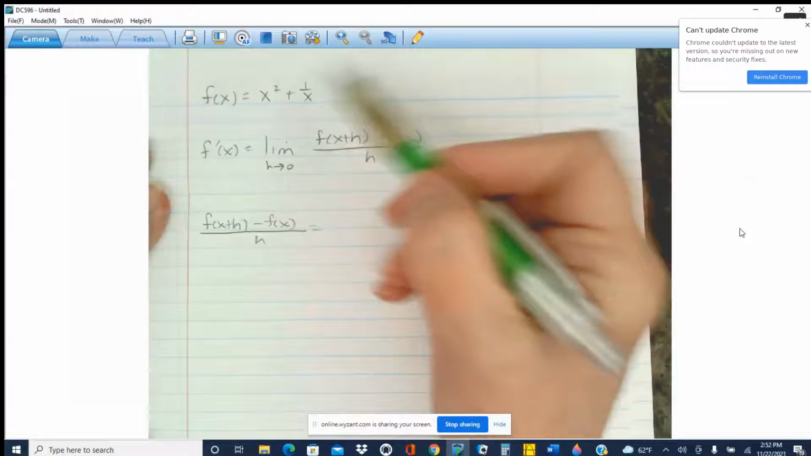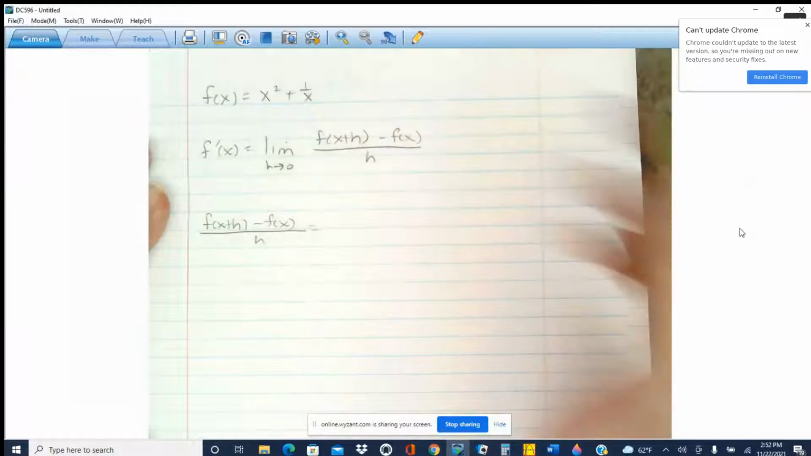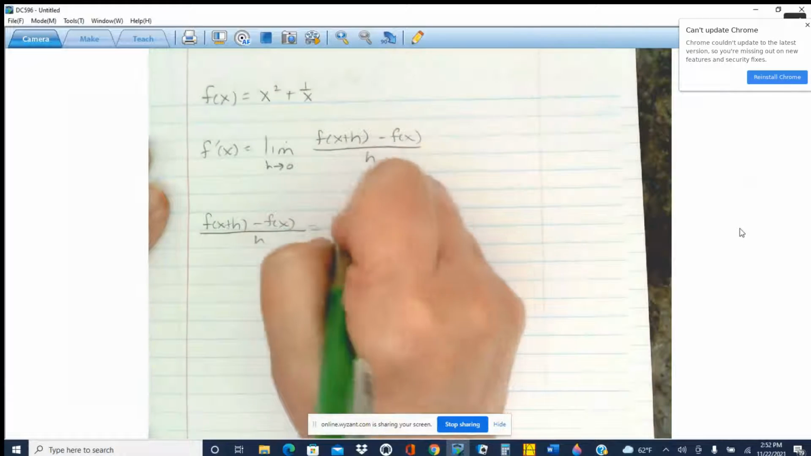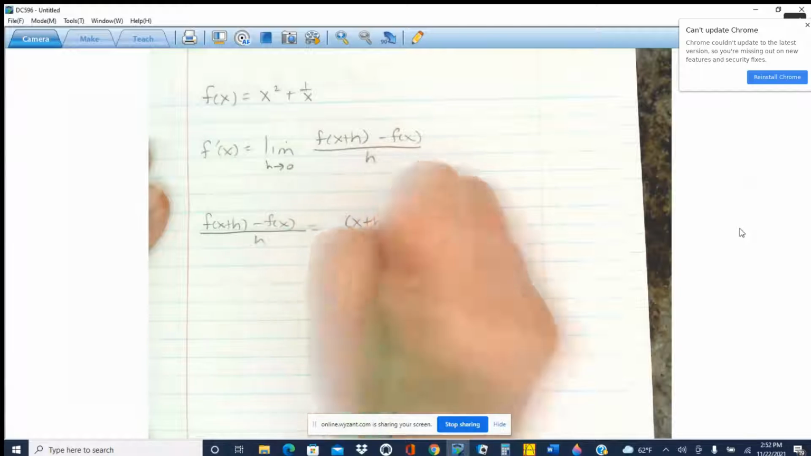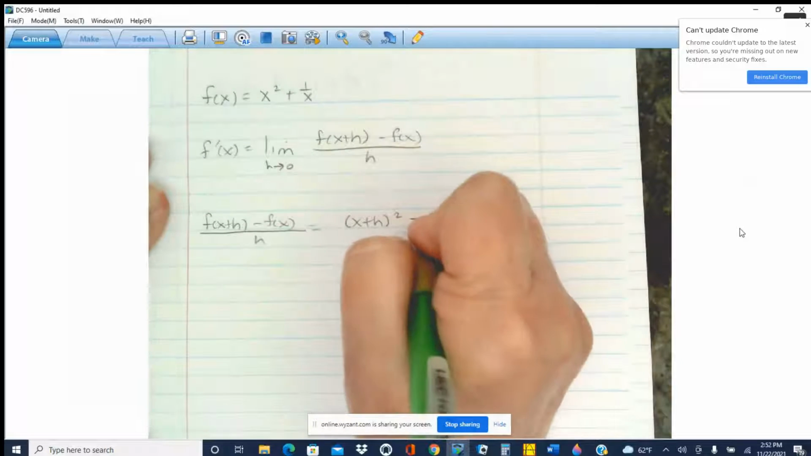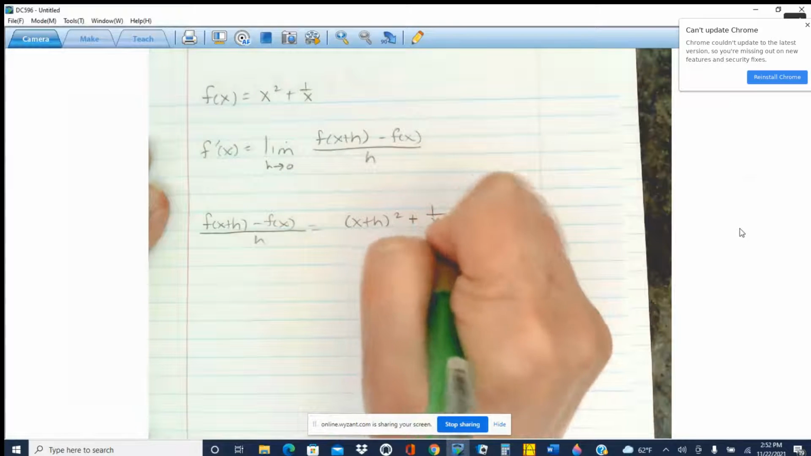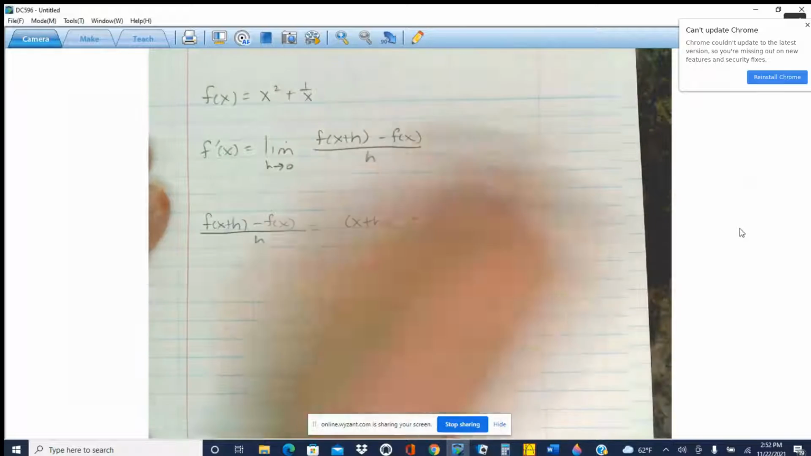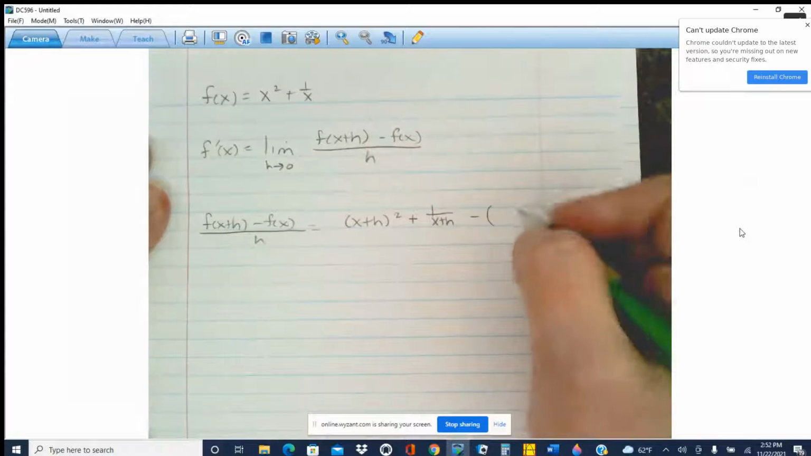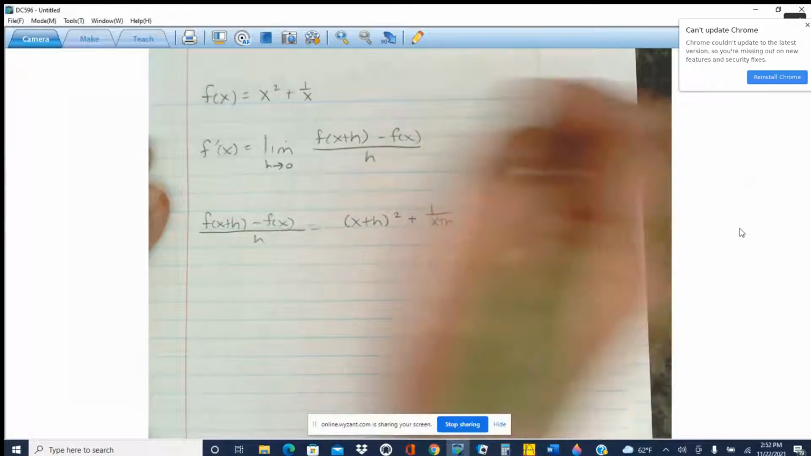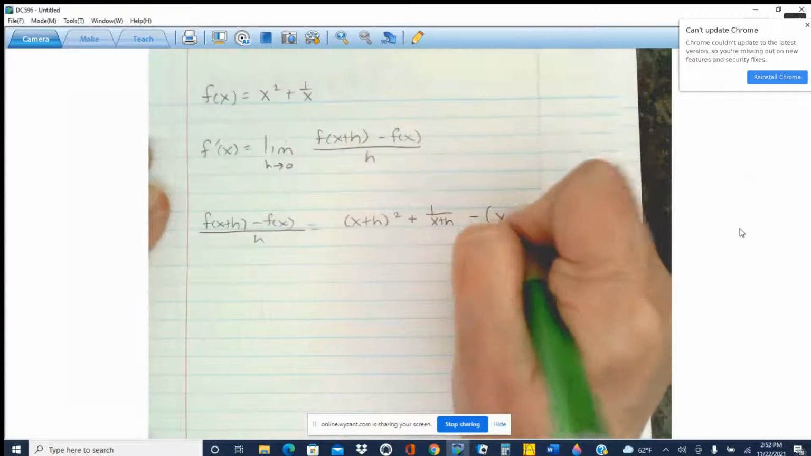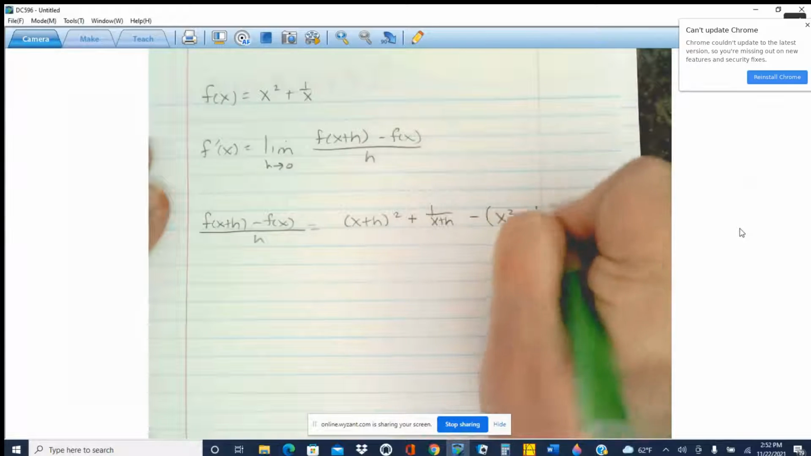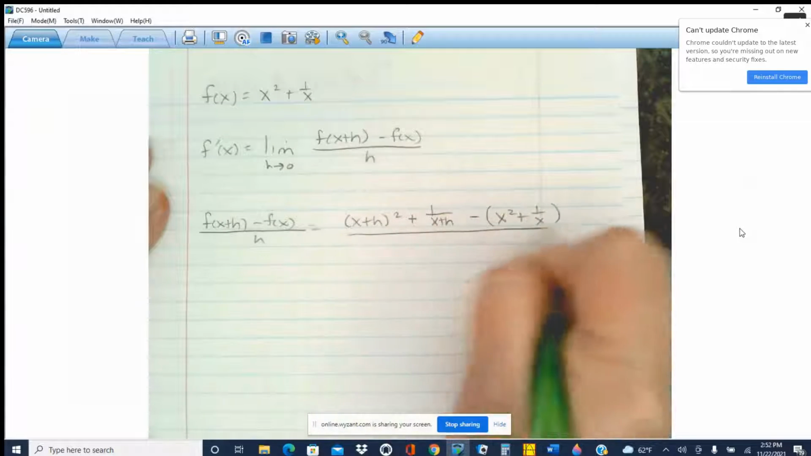I'm going to replace these x's with x plus h, and I'm going to get x plus h quantity squared plus 1 over x plus h, and then I'm going to subtract the original function f of x. That needs to be in parentheses because we're subtracting both terms. So x squared plus 1 over x here, and that's still all over h.